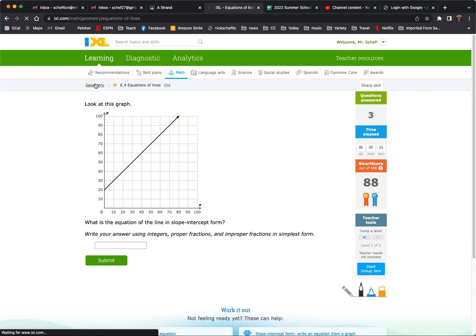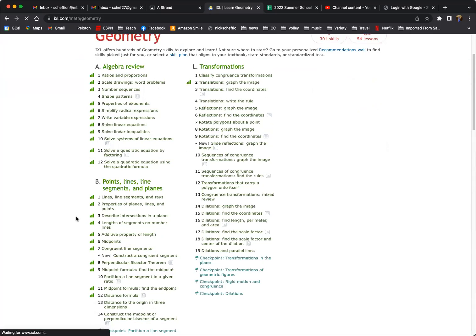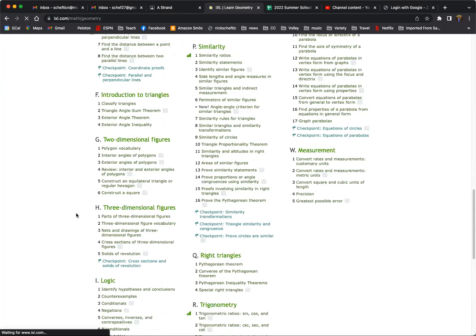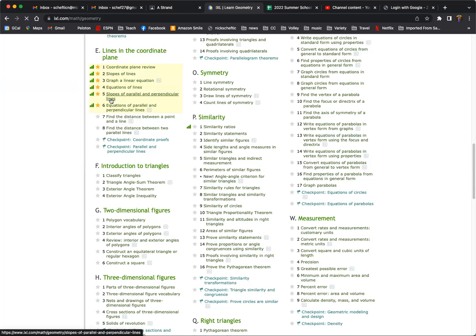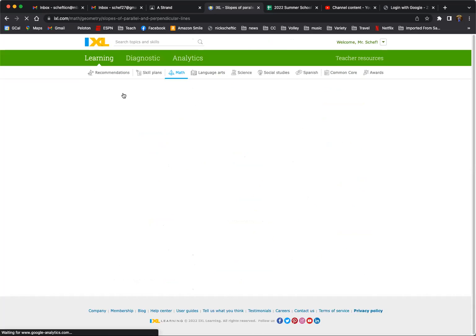Okay, so let's take a look at E5. This one is parallel and perpendicular slopes. So let's take a look. Parallel, they're going to have the same exact slope if they're parallel.